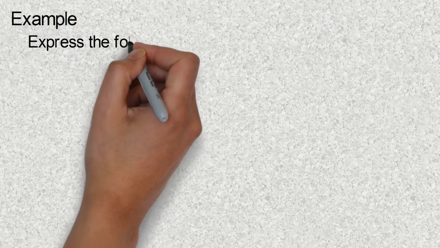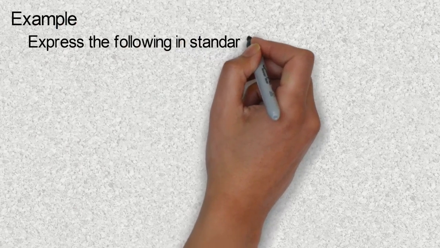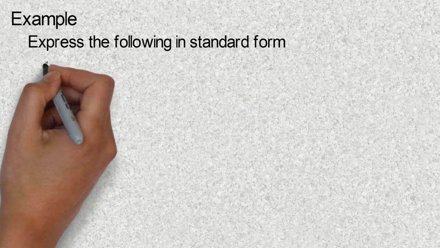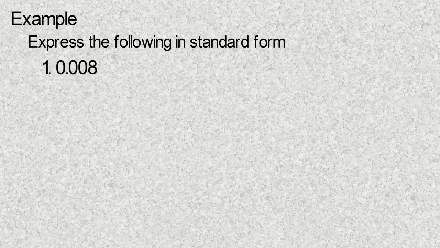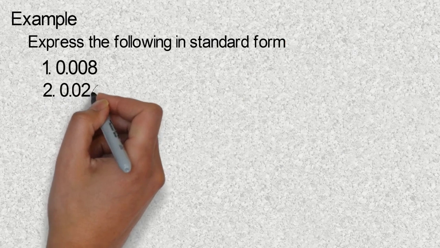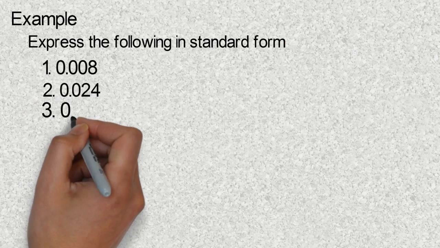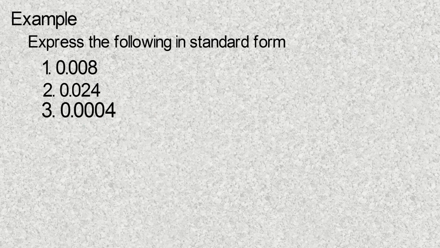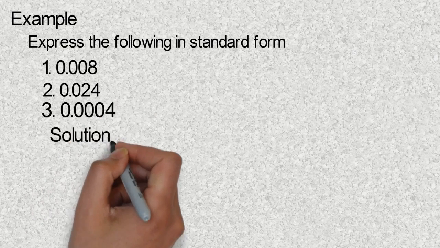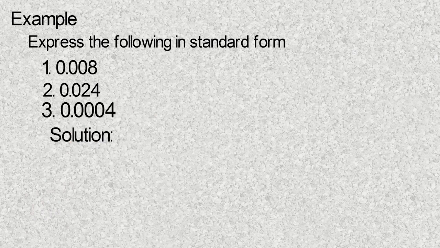So let's look at this example. Express the following in standard form. 1, I have 0.008; 2, I have 0.024; and 3, I have 0.004. So the solution for number 1, which is 0.008: what do I do in situations like this, when I have a decimal point and I am to express it in standard form?